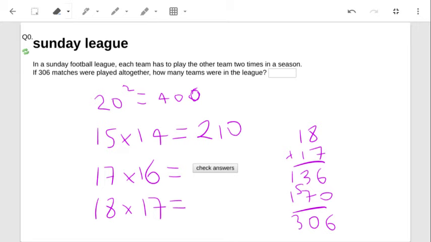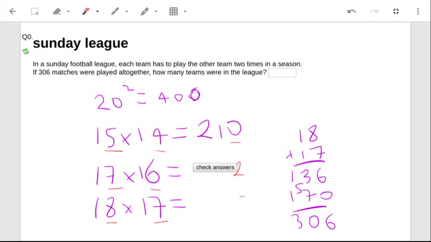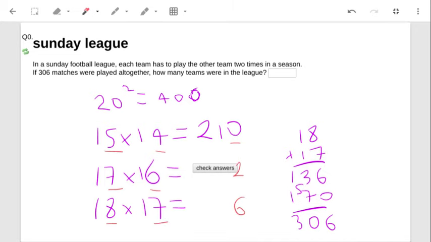Now what I was actually looking at there was the last 2 digits. A 5 and a 4 will always make a 0. A 7 and a 6 will make a number that ends in a 2, and an 8 and a 7 will make a number that ends in a 6. So that helps me with my guessing. Now to get the number of teams, that's simply 18, because it's 18 teams and they each have 17 home games.